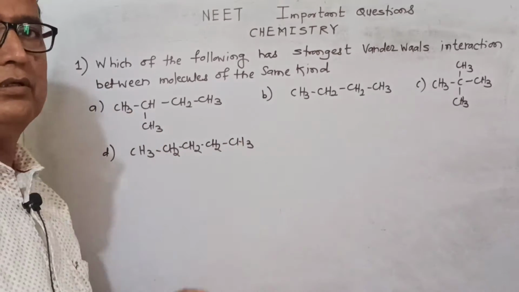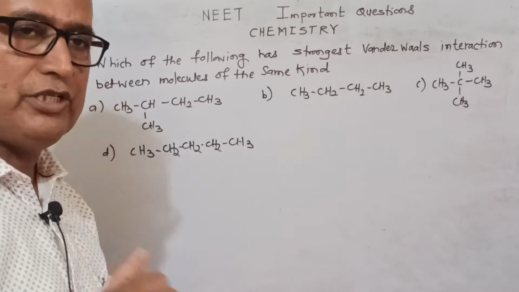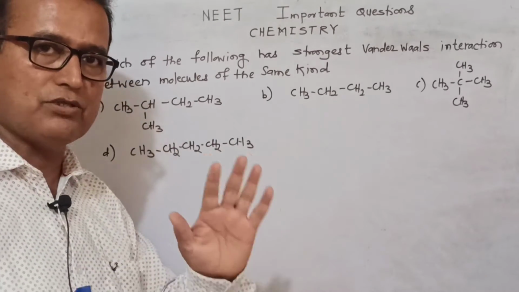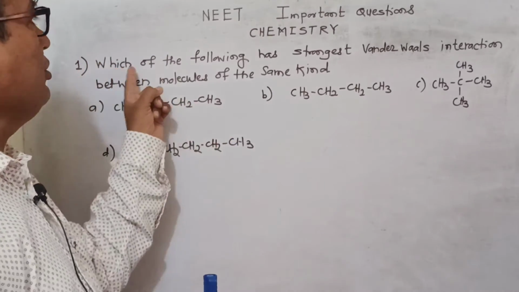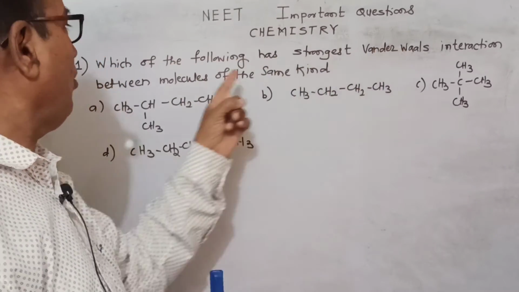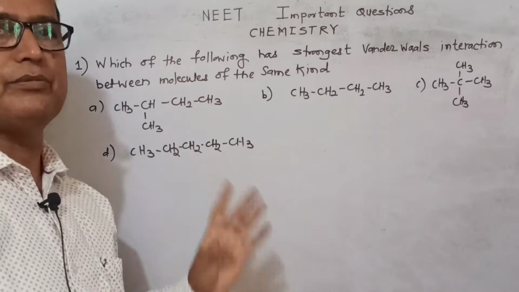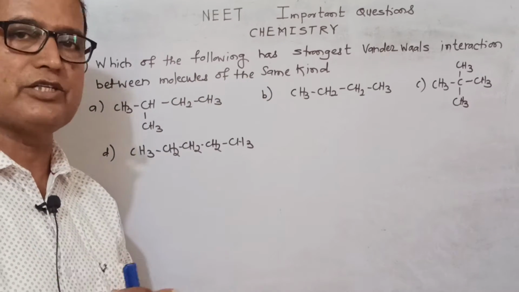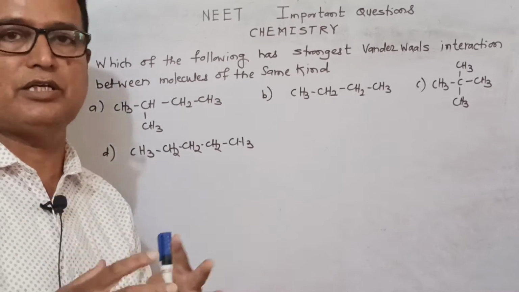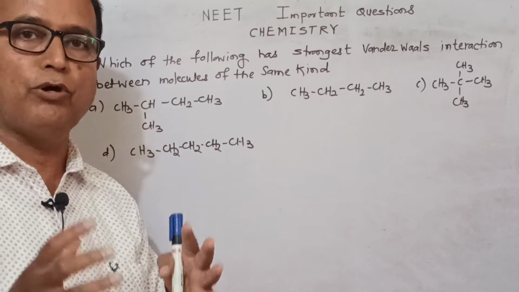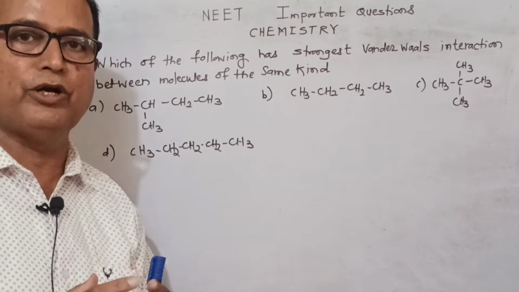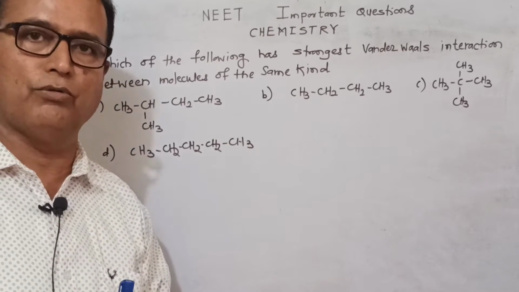These are the compounds. Nomenclature of the compounds is not our question; nomenclature is not important here. Which of the following has strongest van der Waals interaction between molecules of the same kind? Van der Waals attraction forces are important to decide the melting point and boiling point of the given compound.